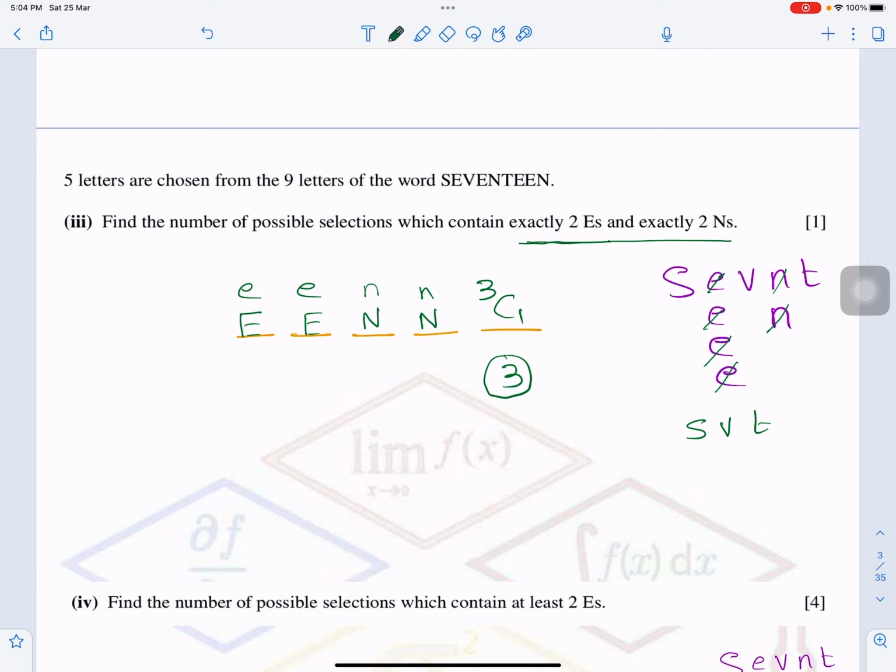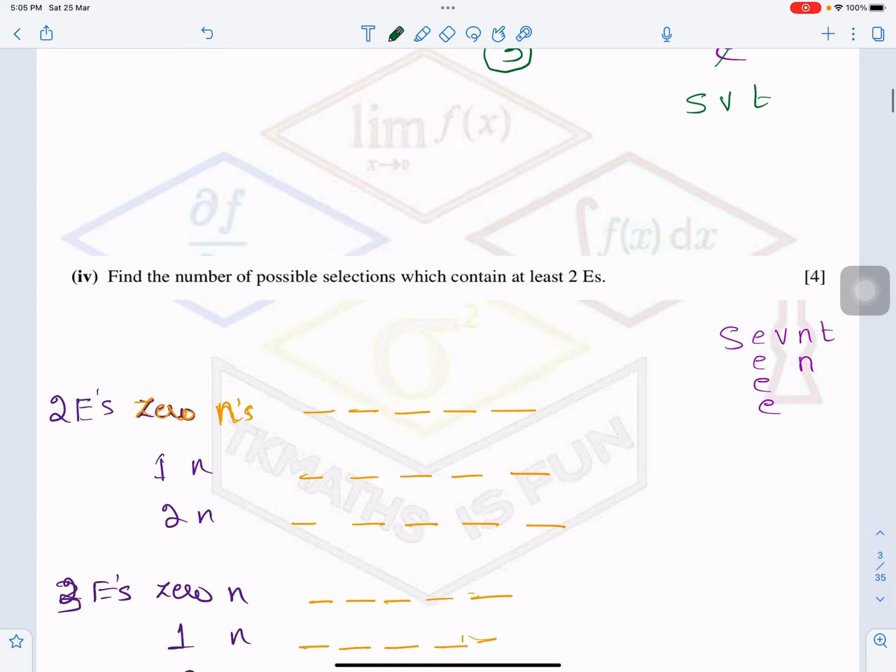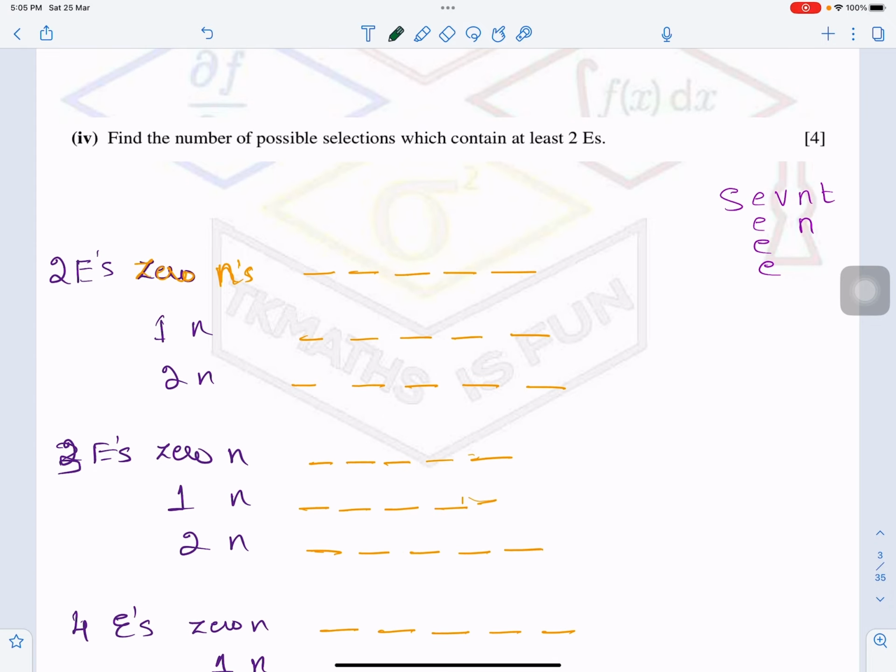Okay. Now the challenging question for most of the students was part 4 actually. So now let's see this question. Find the number of possible selections which contain at least 2 E's. Now when the question says at least 2 E's, it means there can be 2 E's, 3 E's, or 4 E's, right? But at the same time there is another letter which is not just single but double, which is N. So that's why you have to make cases here. In these types of questions, you have to make cases.